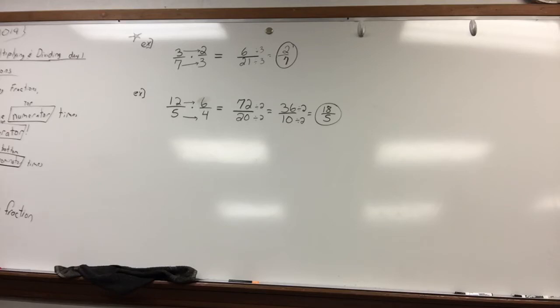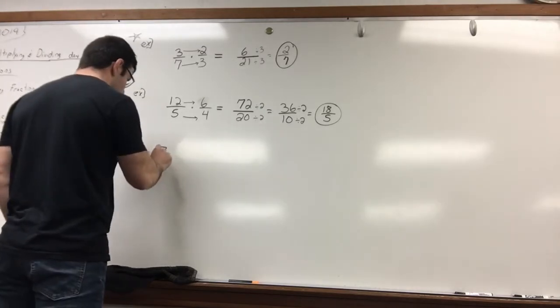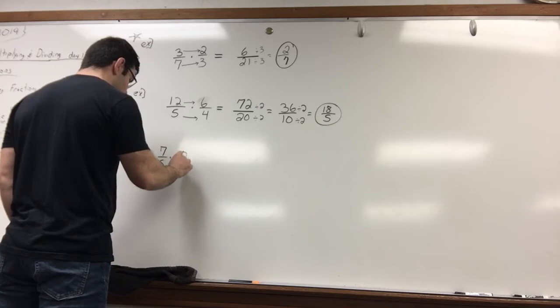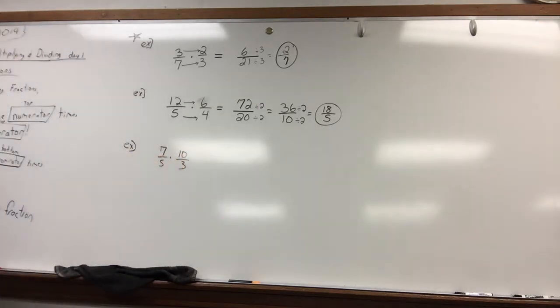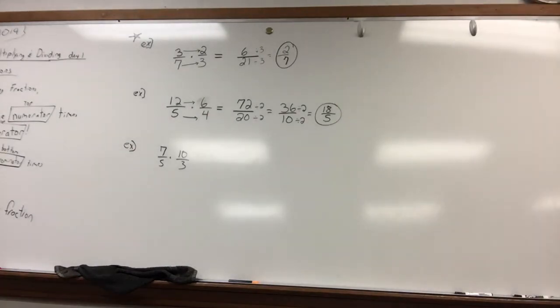One more, no help. Just raise your hand when you got it. Let's go. 7 fifths times 10 thirds. Go. Can you simplify that?